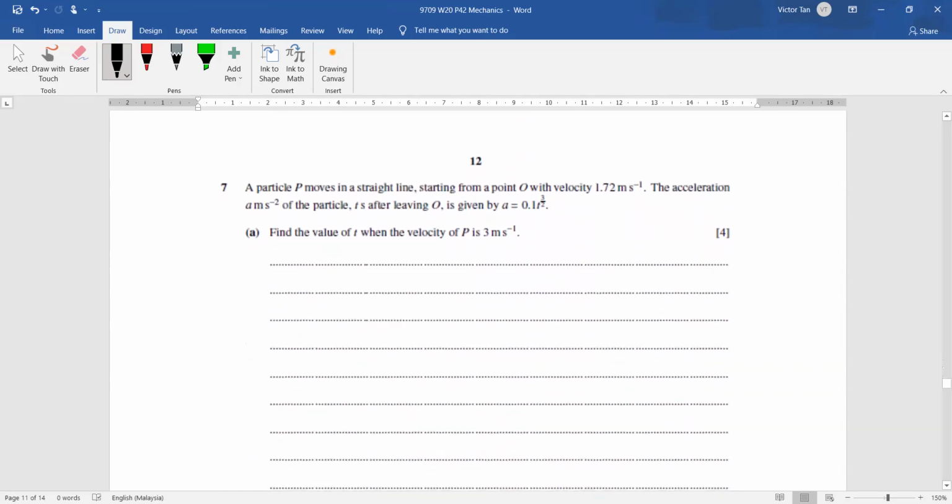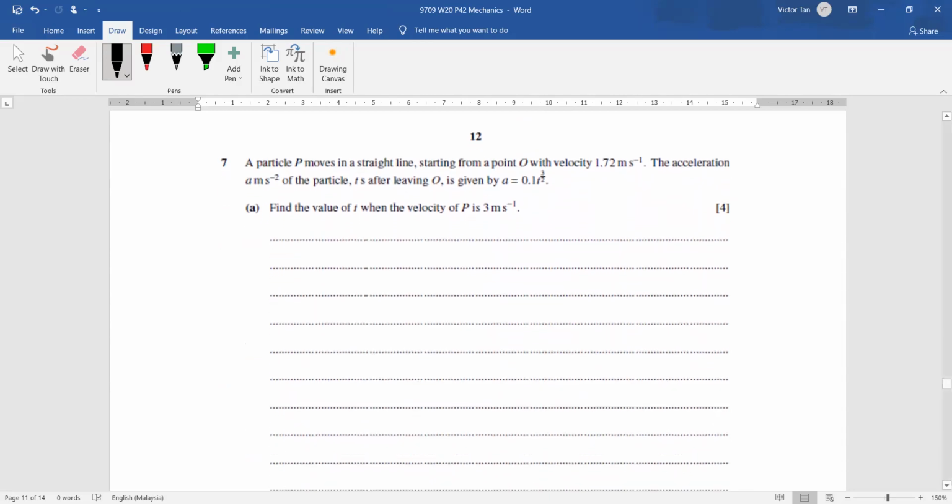Particle P moves in a straight line starting from a point O with velocity 1.72 meters per second. The acceleration A on the particle t seconds after leaving O is A equals 0.1 t to the power 3 over 2. Find the value of t when the velocity of P is 3 meters per second.